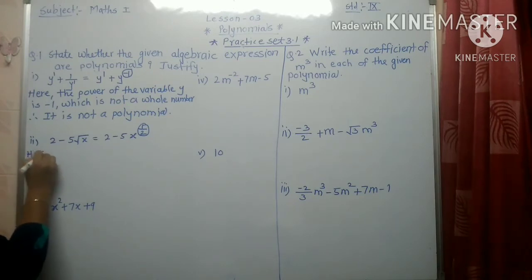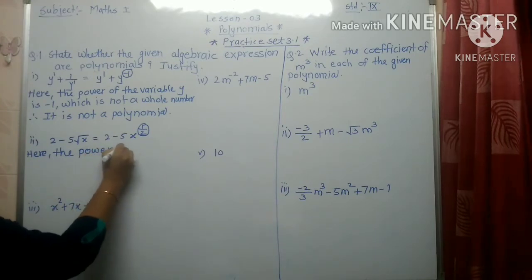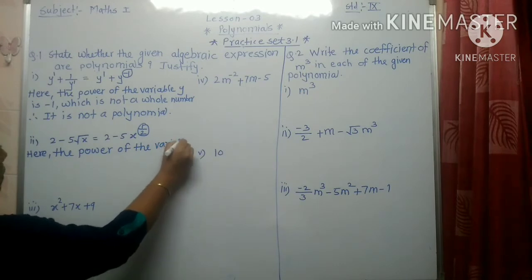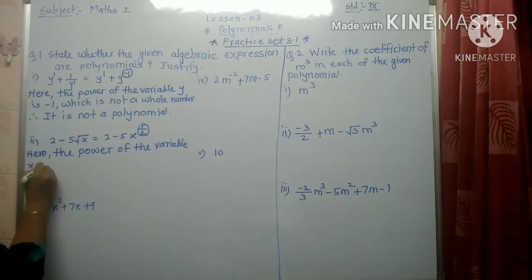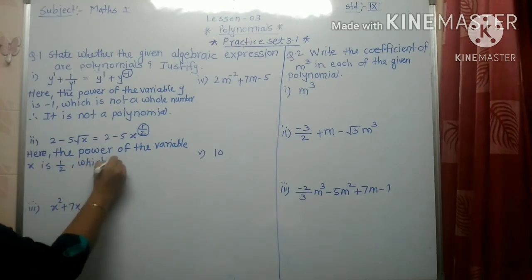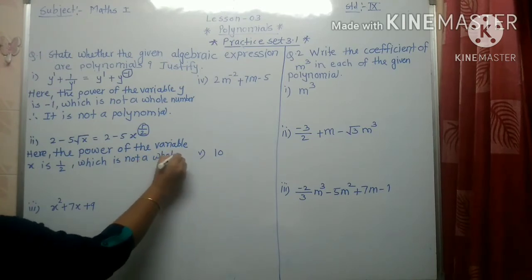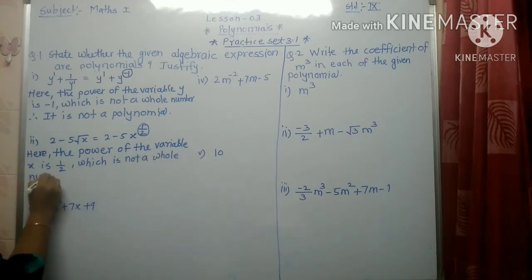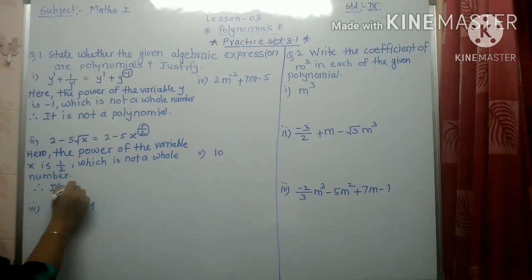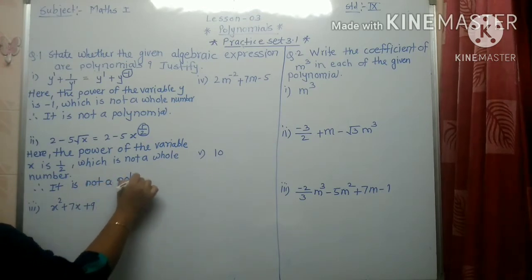Here the power of the variable x is 1 upon 2, which is not a whole number, therefore it is not a polynomial.